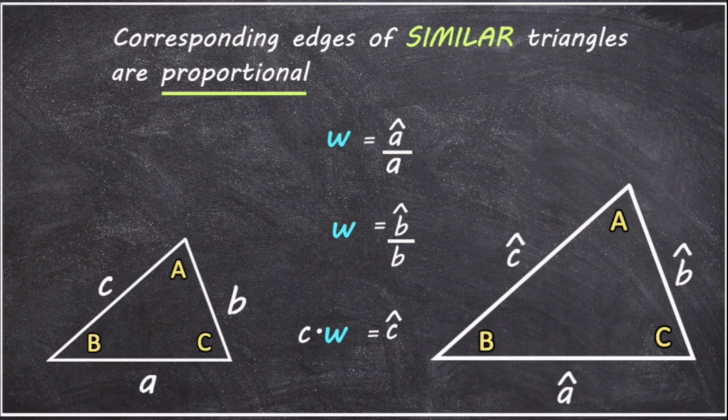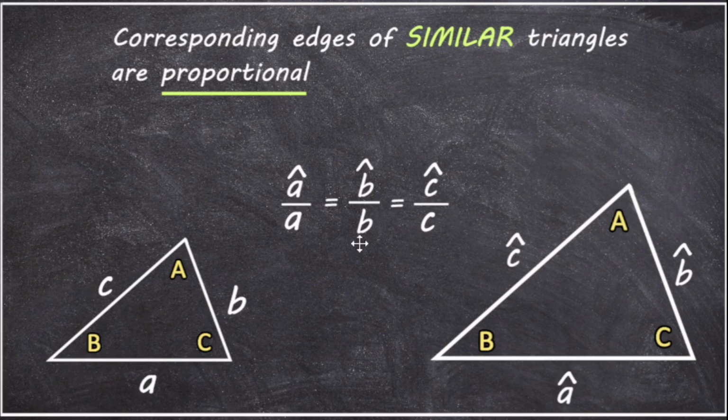And repeating the same idea on the last equation, we divide both sides of the equation by C. We get a similar result where C hat divided by C equals W, which means that the right side of each of these equations is equal to the same thing: A hat divided by A, B hat divided by B, and C hat divided by C equals W. And so that means that A hat over A equals B hat over B equals C hat over C. And so we can formulate that into one equation with three parts. And this is how it's normally written.